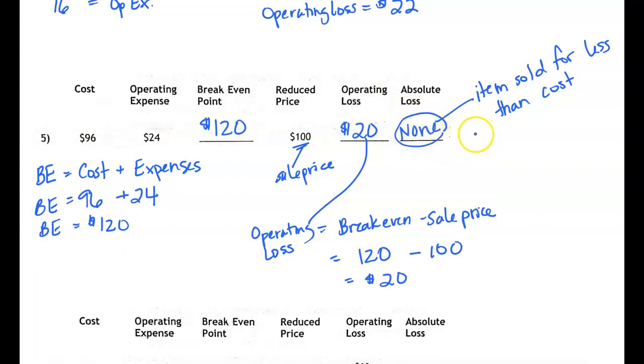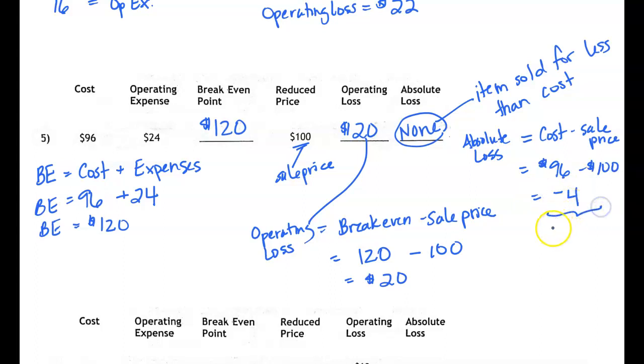However, if you had already started to look at the absolute loss equation and you took the cost minus the sale price, notice that the cost is $96 and the sale price is $100. With this subtraction, you get a negative dollar amount. That negative dollar amount says there is no absolute loss. You can't lose a negative amount of money. Okay.